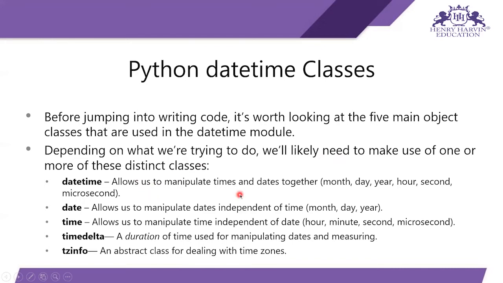Datetime allows us to manipulate times and dates together: month, day, year, hour, second, microsecond. Date allows us to manipulate dates independent of time: month, year, day. Time allows us to manipulate time independent of date: hour, minute, second, microsecond. Then the timedelta class helps us with the duration of time, used for manipulating dates and measuring. Tzinfo is an abstract class for dealing with time zones. So that's about the datetime classes.